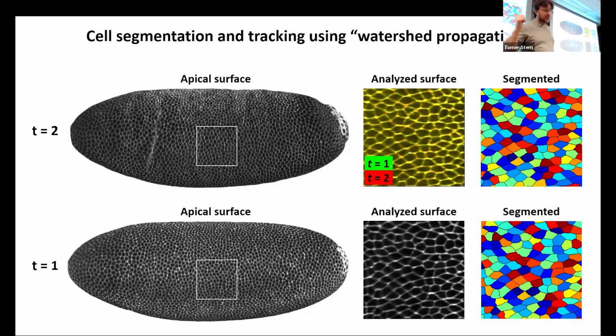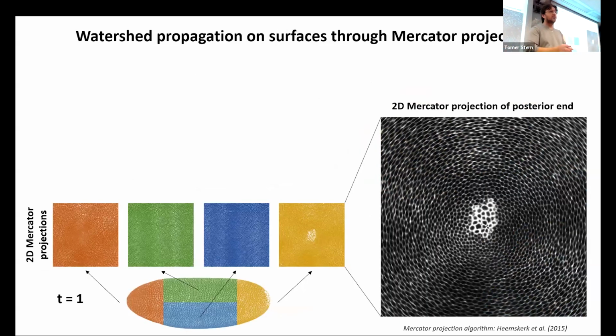Okay, so watershed propagation, this strategy is not our invention. It's about 20 years old. The only problem is that it was designed for simple, flat, two-dimensional images and not for these curved and ever-changing surfaces of the embryo. So we have a problem here. The way to bypass that is we use what we call a Mercator projection. Mercator is what you do when you want to take a complex surface in a 3D space and just flatten it. It's exactly what you do when you take the globe and flatten it.